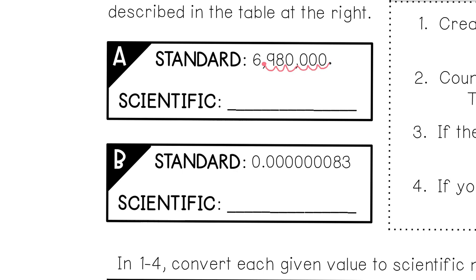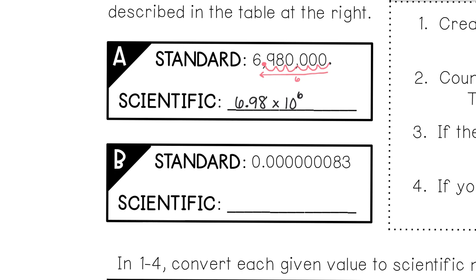So I know that my first number is going to be 6.98. Now the second number has to be a power of 10, so I'm going to multiply by 10. The exponent comes from how many times I moved the decimal. I moved the decimal to the left 6 times. So this is going to be times 10 to the power of 6, and it's going to remain a positive 6 because that beginning number, that 6,980,000, was a really large number, so I know that my exponent is going to be positive.